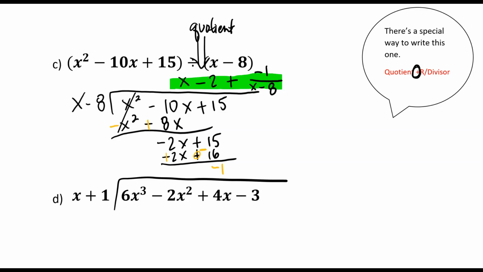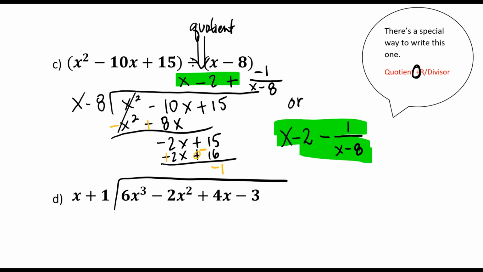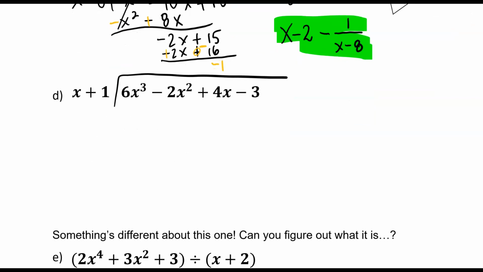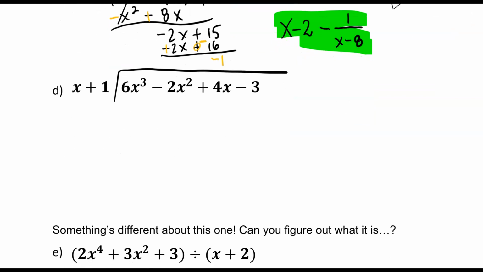All right, an alternative way to write it would be x minus 2. Since a positive times a negative here is negative, the negative dominates, right? The negative dominates. You could just write minus 1 over x minus 8. So this is also an alternative way to write this right here. So either will work for me. All right, let's go to the next problem.